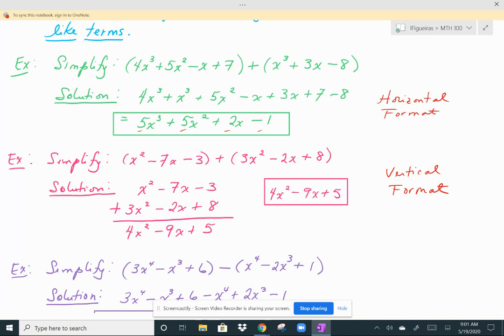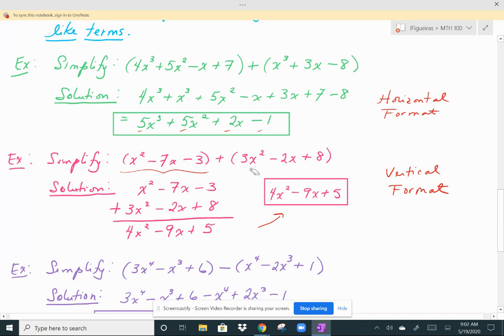So vertically means that you're going to stack them instead of writing them like this next to each other. You're going to write them on top of each other where your like terms are aligned. So I put the second expression underneath the first expression. So I have 3x squared minus 2x plus 8. And then all you have to do is add vertically. So 1x squared and 3x squared is 4x squared. Negative 7x minus 2x is negative 9x. And negative 3 plus 8 gives us positive 5. So this is your final answer.